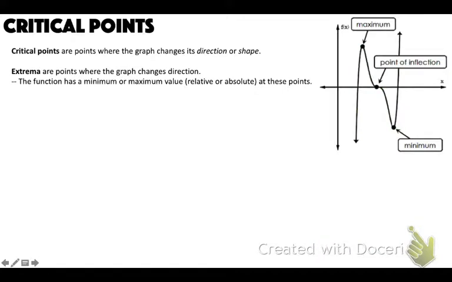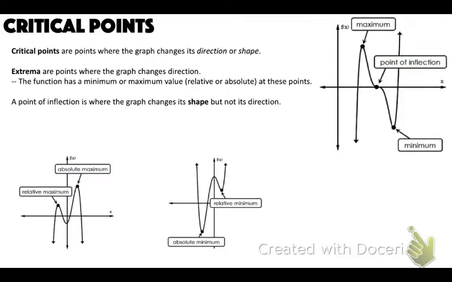So extrema are points on the graph where it changes direction. So this is like our max and our mins. And they can be relative or absolute. And then a point of inflection. Anyways, we just talked about all that. So relative means that it's not the highest or the lowest, but it's just somewhere in the middle, but it's a maximum or a minimum to the points around it.